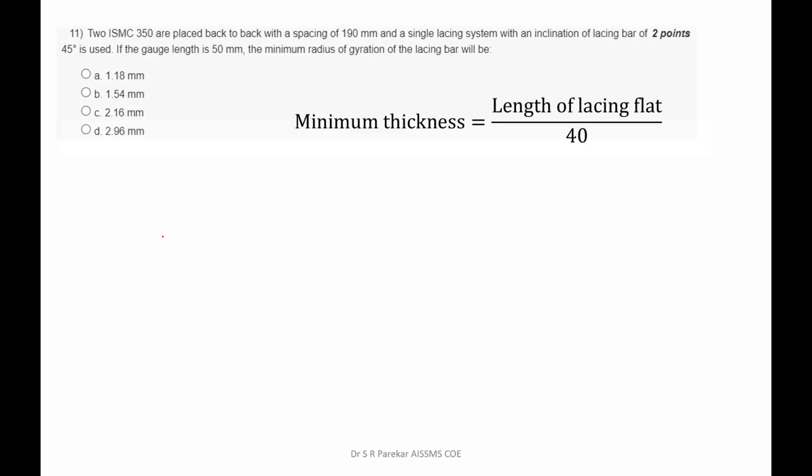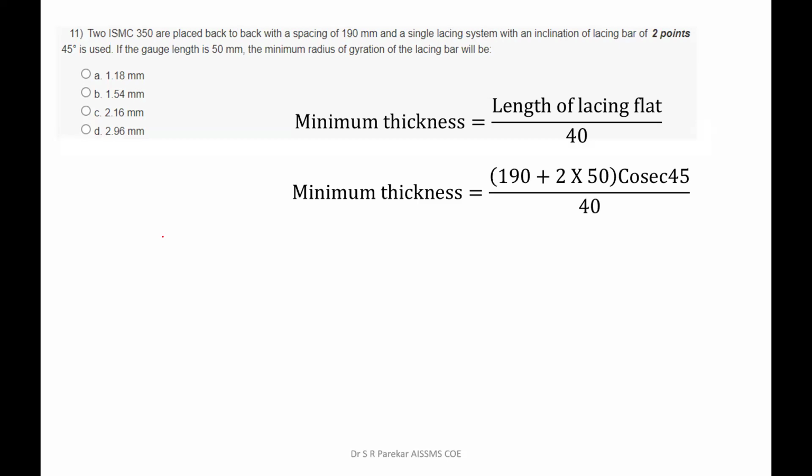Then we have two ISMC placed back to back with a spacing of 190 mm and single lacing system with an inclination of lacing bar of 45 degrees. If the gauge length is 50 mm, find the minimum radius of gyration. We have seen that for minimum radius of gyration we have t by root 12, that is thickness upon root 12. The minimum thickness for single lacing is the length of lacing bar upon 40.